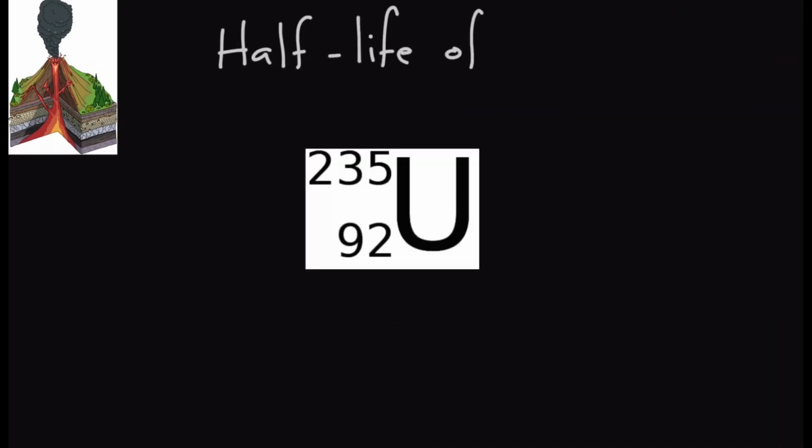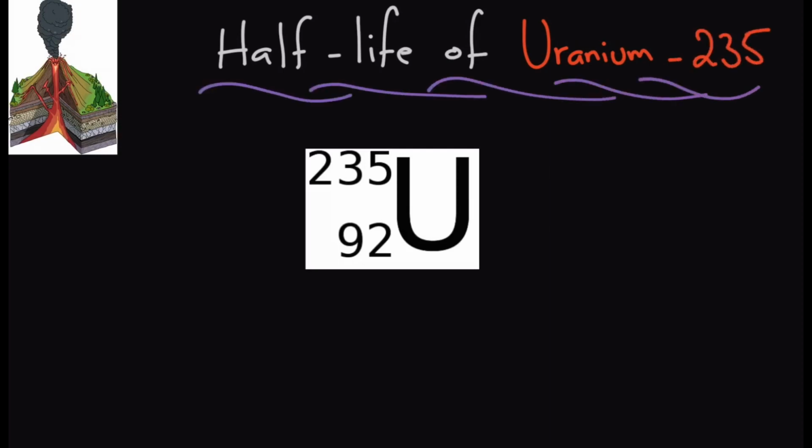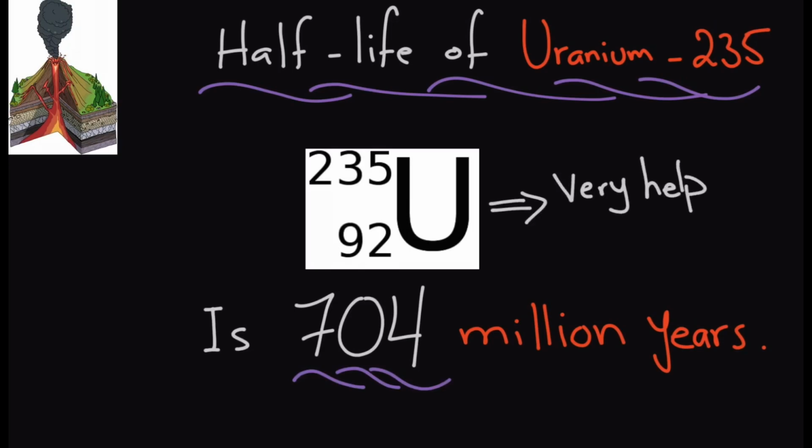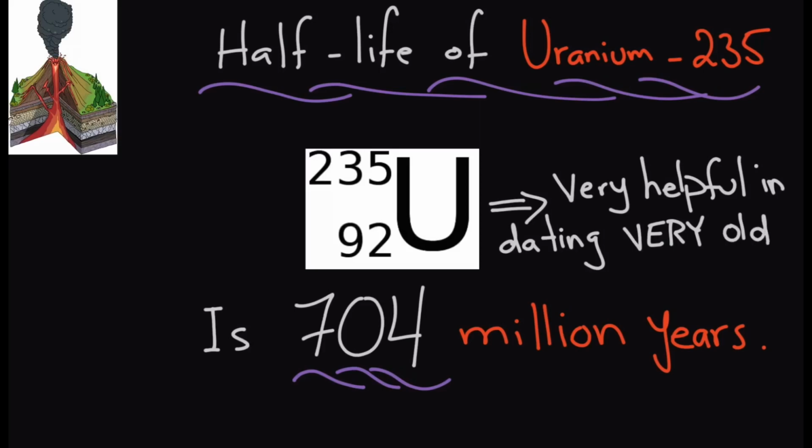As you all know by now, to be able to date a sample or a rock, we need to know the isotope and we need to know its half-life. So by now we know that we're going to be using uranium-235 to date igneous rocks. So now what is the half-life of uranium-235? The half-life of it is 704 million years. That's a very, very big number. So this big half-life of uranium-235 is going to be very, very helpful in dating very old rocks or samples because the half-life of it is very huge.